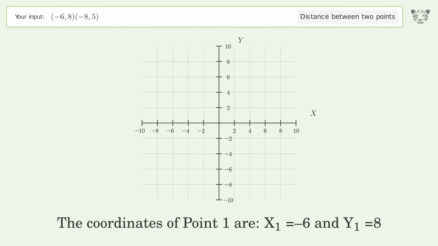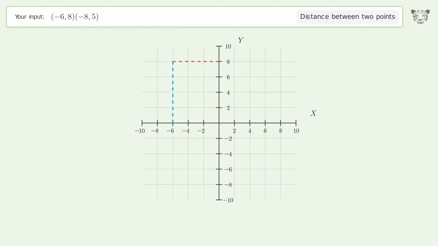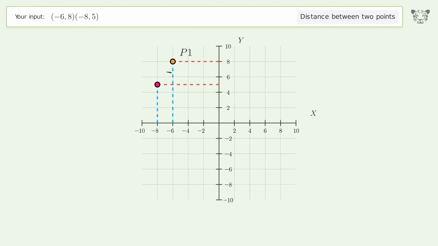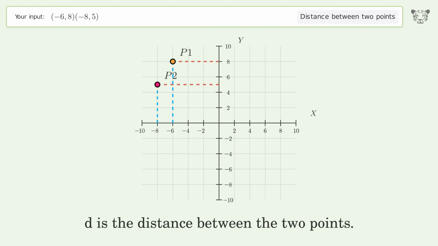The coordinates of point 1 are, x1 equals -6 and y1 equals 8. The coordinates of point 2 are, x2 equals -8 and y2 equals 5. D is the distance between the 2 points.